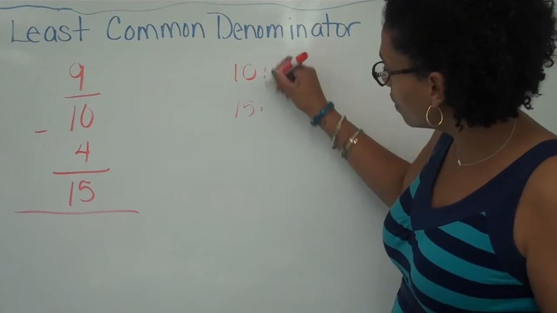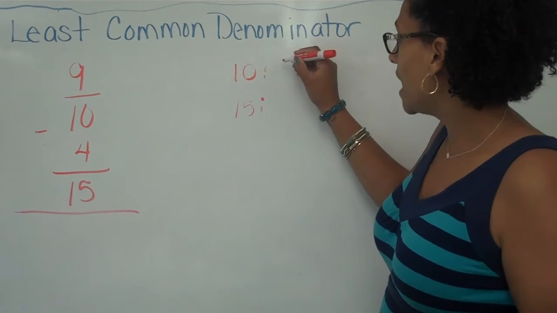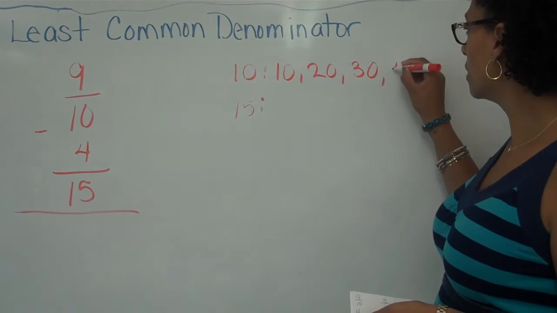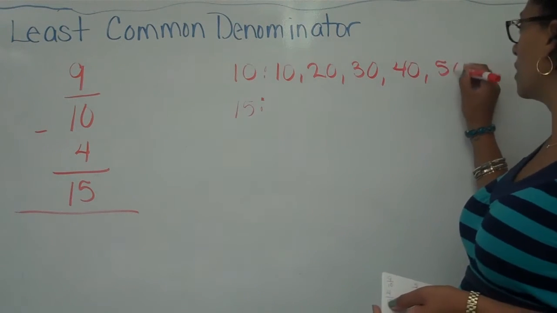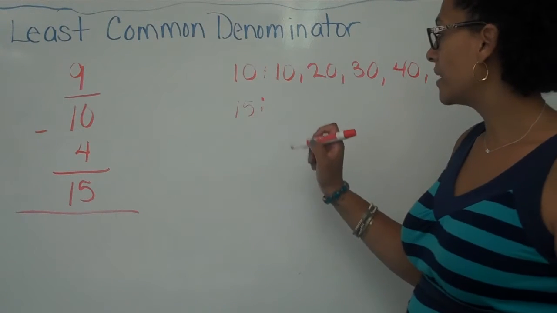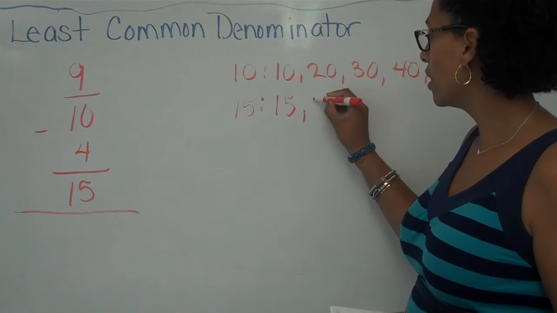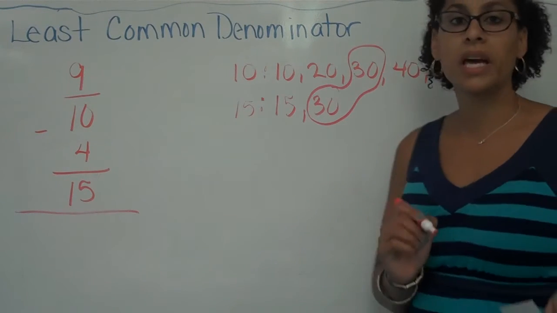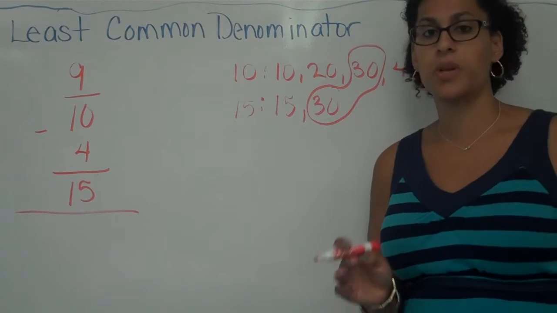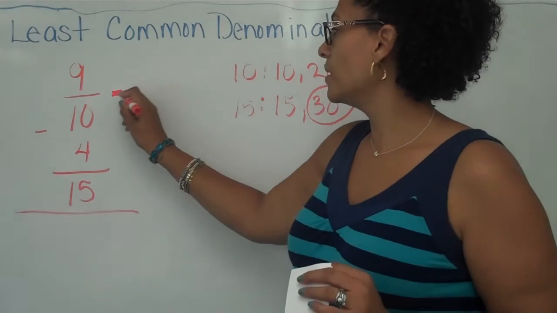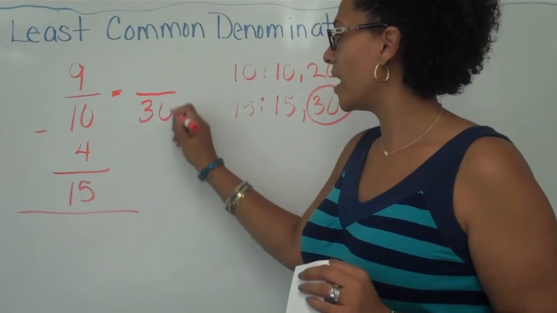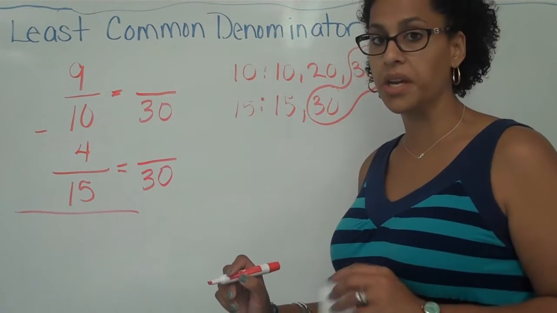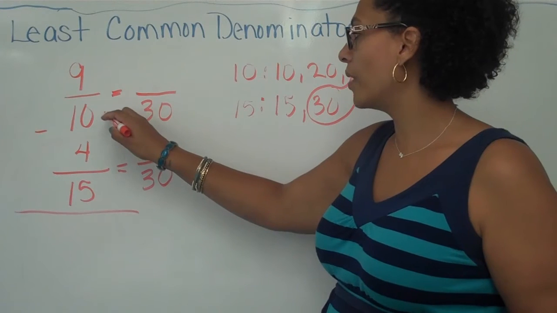So I'm going to go through and write my multiples. 10, 20, 30, 40, 50. Next one is 15, so we have 15, 30. Stop right there. There's my common multiple, the smallest number that they have in common. Step 2 is make those equivalent fractions. So my denominator I just found out is going to be 30 for each. 30 and 30. So I'm going to figure out how I get 30.